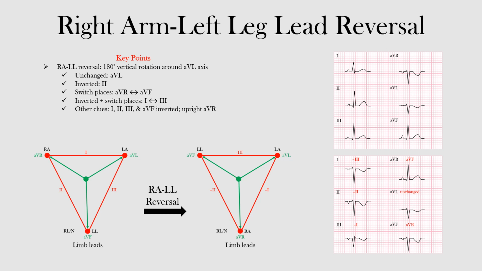It's important to be aware of these accidental misplacements of the limb lead electrodes because they may mimic various pathology, including chamber enlargement and ectopic atrial rhythm, or even myocardial ischemia and infarction.